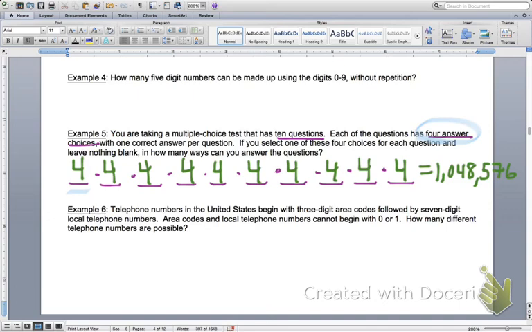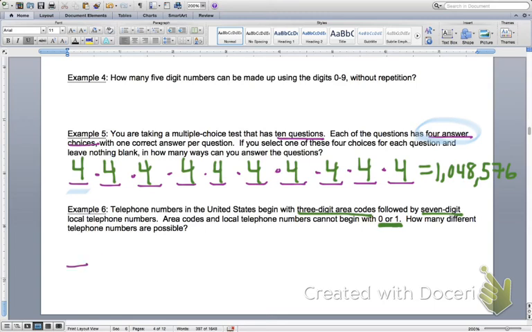All right, let's go ahead and move on to the last one. So again, over a million different ways to answer this quiz, and only one way to get the answers all right. All right, telephone numbers in the U.S. begin with a 3-digit area code, followed by a 7-digit local telephone number. So again, total 10 digits. Area codes and local telephone numbers cannot have a 0 and 1 at the beginning. So how many telephone numbers are there?